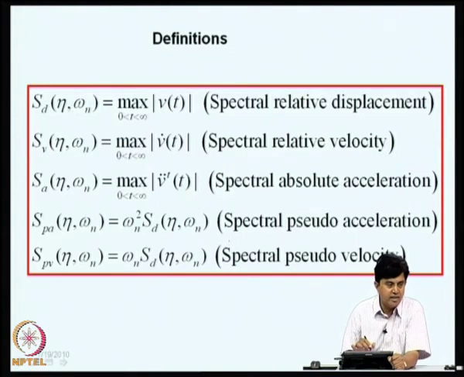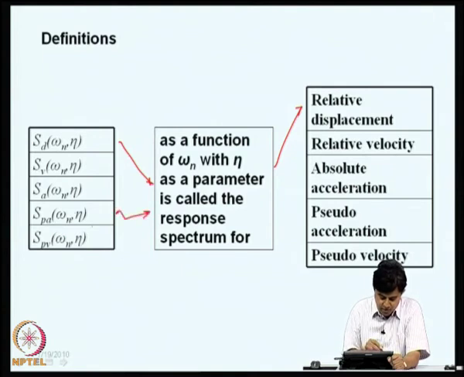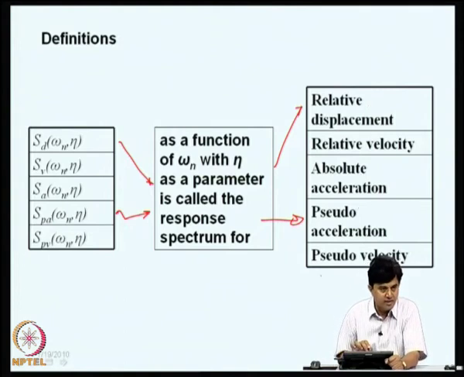The word spectrum here means that on the x axis we have a frequency parameter. Now, the plot of SD of omega n comma eta as a function of omega n, with eta as a parameter, is called the response spectrum for relative displacement. Similarly, the plot of SPA of omega n comma eta as a function of omega n, with eta as a parameter, is called the response spectrum for pseudo acceleration. So, we define several response spectra: one for relative displacement, relative velocity, absolute acceleration, pseudo velocity, etc.